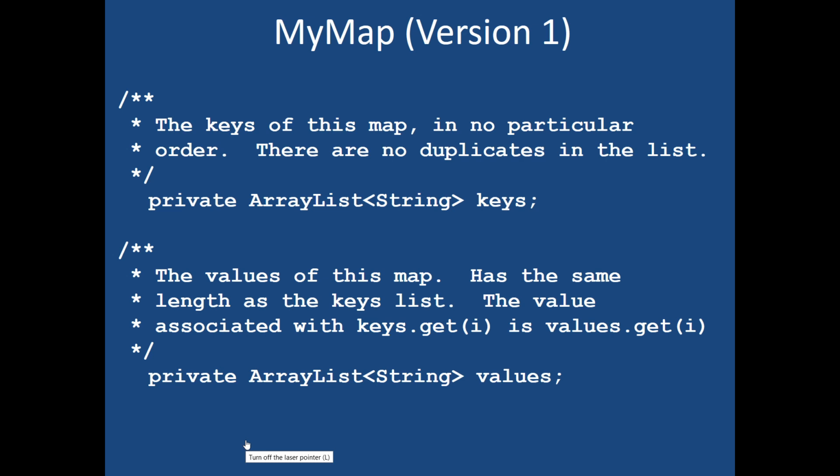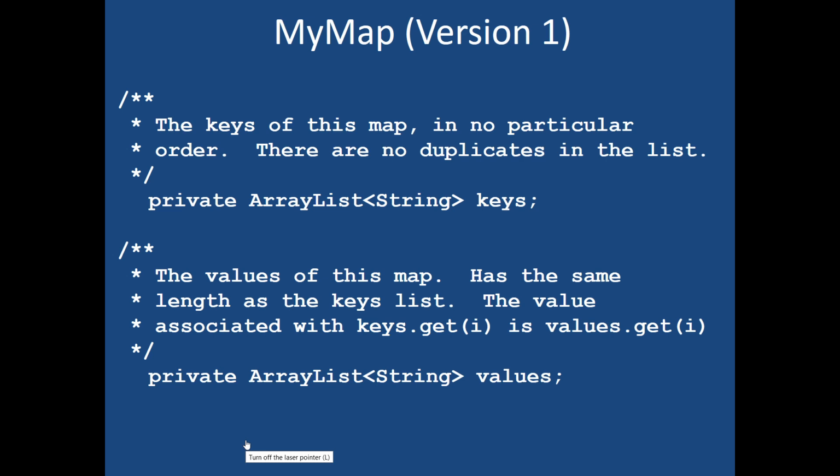And the first one would contain all the keys that the map knows about. The second one, the values array list, would contain all the values that are associated with the keys. And you've got to read both comments to understand what's going on.